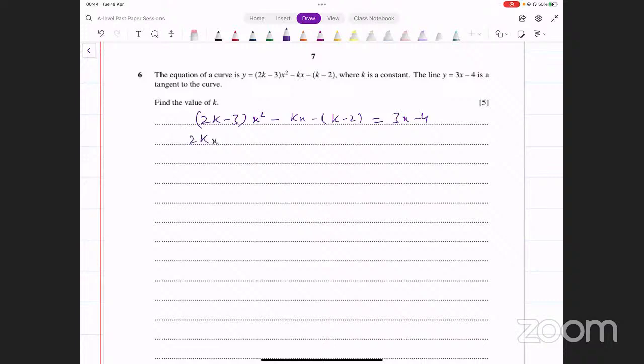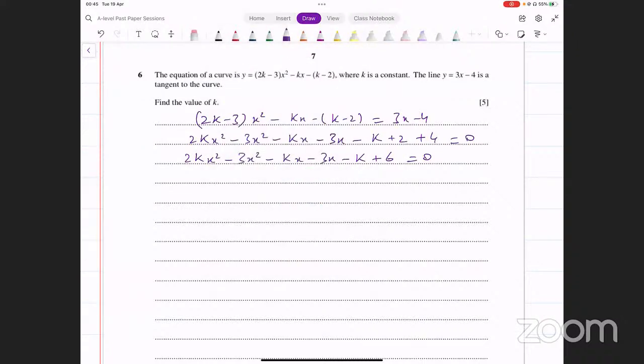You get 2kx square minus 3x square minus kx. अब right side वाली terms left पे आ गईं तो like terms को इकट्ठा रखते हैं: kx minus 3x, then we have minus k plus 2 and plus 4 equals 0. ठीक है. And now you can do one more step: 2kx square minus 3x square minus kx minus 3x minus k plus 6.